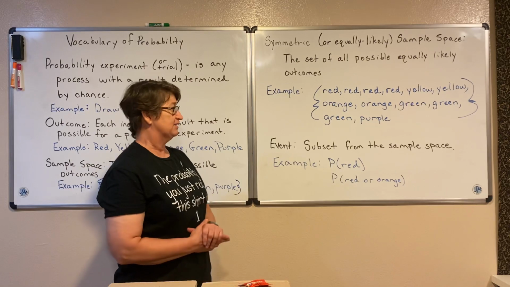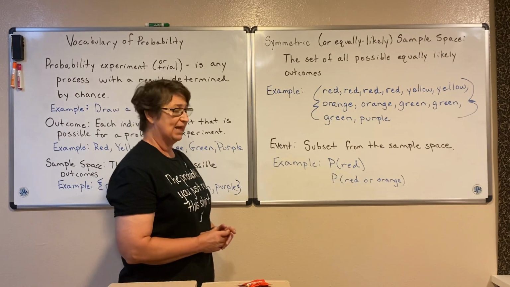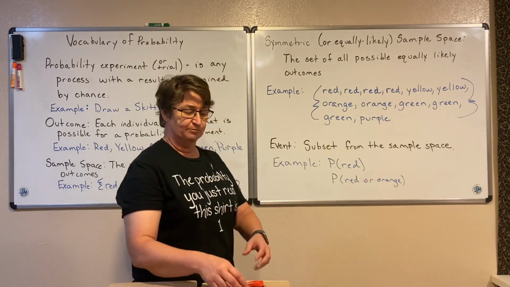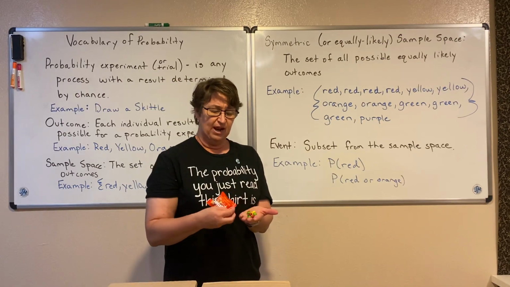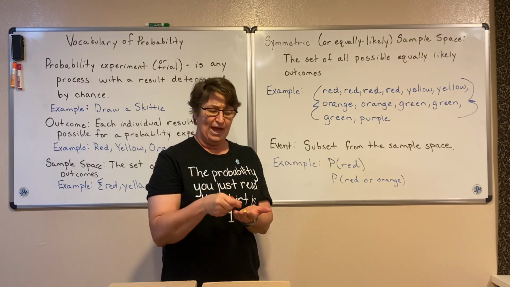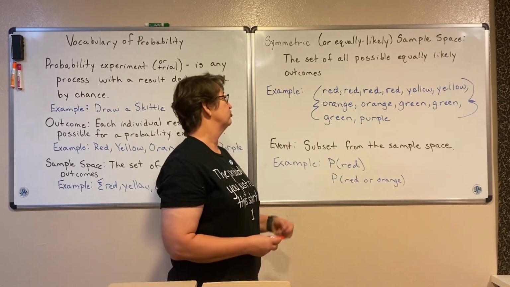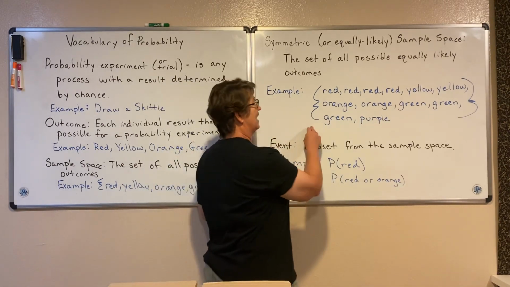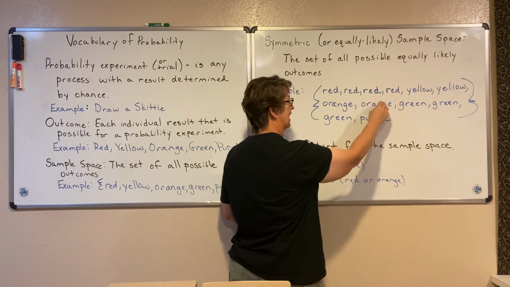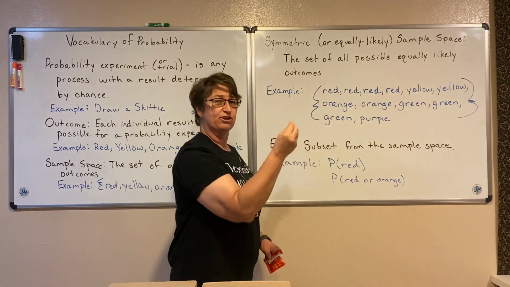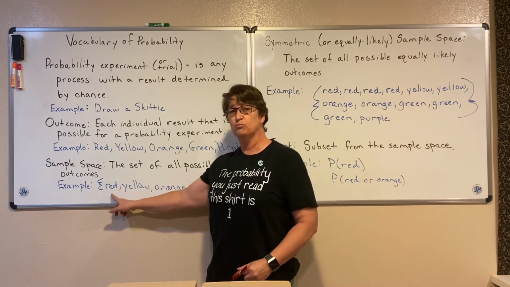And a symmetric sample space, or an equally likely sample space, is the set of all possible equally likely outcomes. In my example here with the Skittles, it is more likely that I'm going to get a red because there's more reds than there are purples. So it's more likely I'm going to draw a red than a purple. So in order for me to have a symmetric sample space, each one of these must be equally likely. It's just as likely that I pull this red as it is this yellow. Whereas over here, that was more likely.